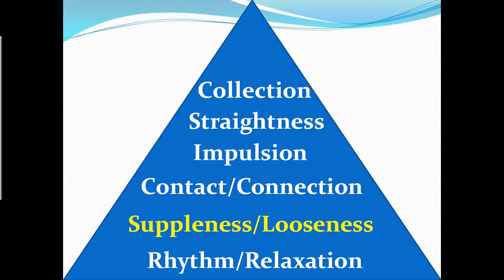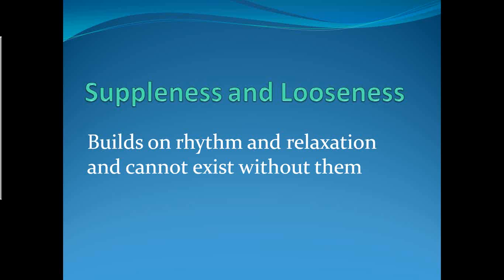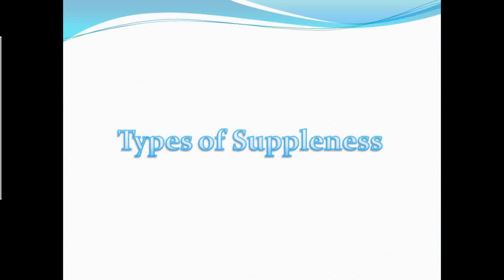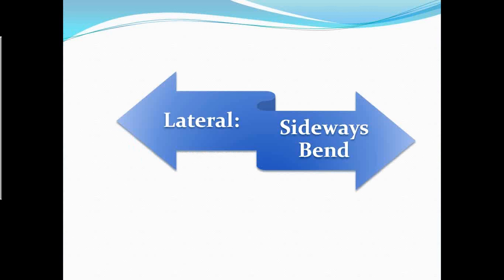The next step on the training scale is suppleness and looseness. Suppleness and looseness builds on the first step and cannot exist without them. If your horse is not relaxed, if he's not stepping in the correct tempo, then he cannot be relaxed and loose. There's several types of suppleness. One is lateral suppleness, which is sideways bend.